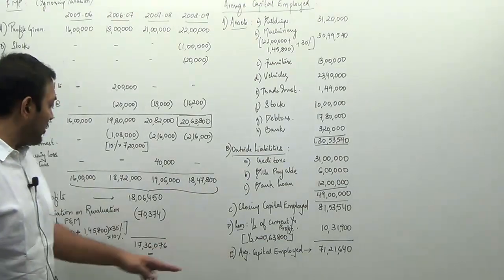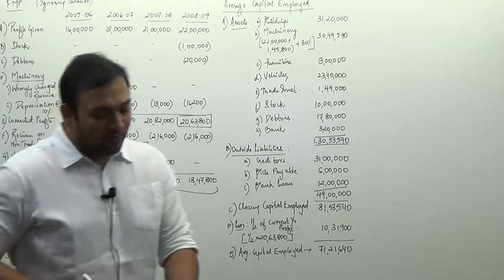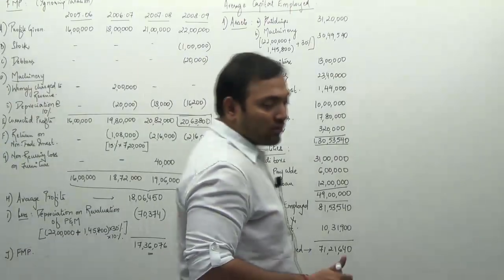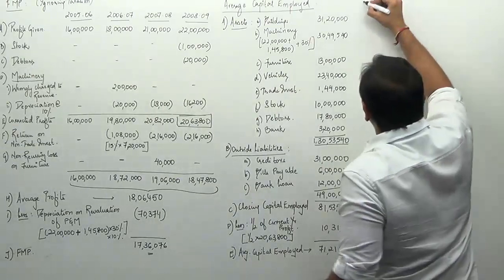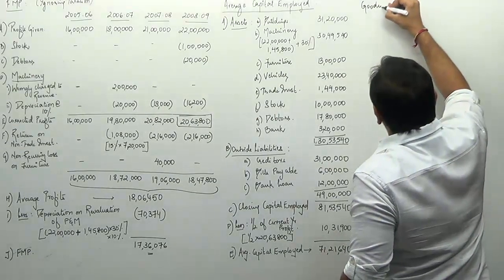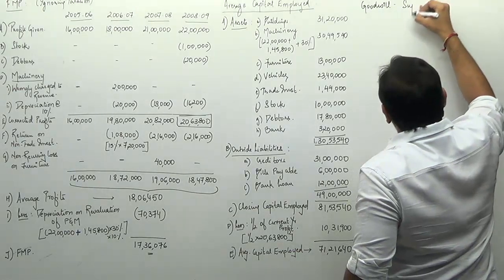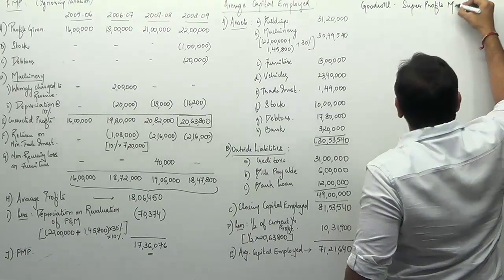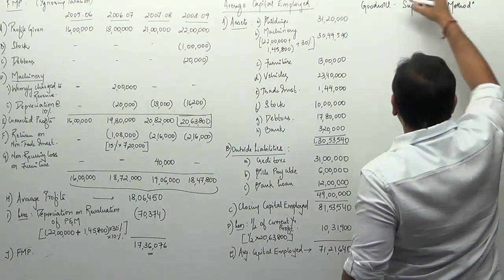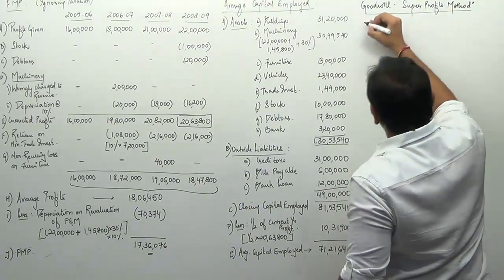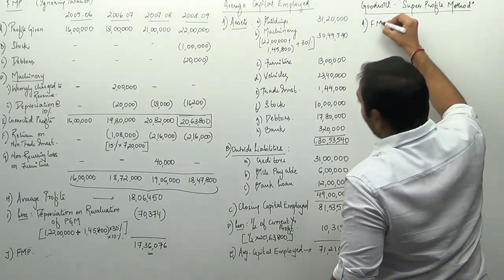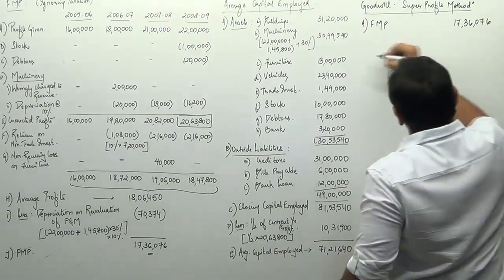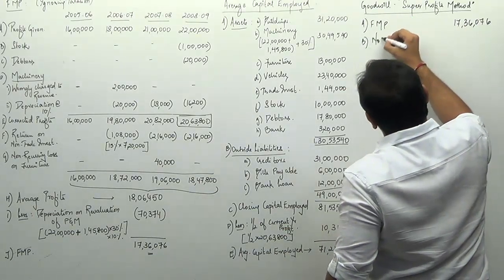You know average capital employed, you know FMP, there is NRR given to you in the first bit. First point, further information, 20% is the NRR. So you can calculate goodwill. Goodwill is 2 years purchase of super profits. Goodwill by super profits method. Put up simple calculations. Start with your FMP, 17,36,076.